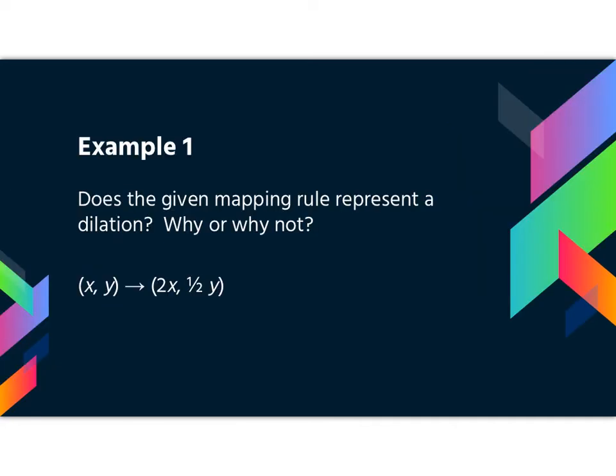For example 1, we're just supposed to look at the mapping rule that's provided and figure out if it represents a dilation and explain why or why not. So looking here, we have xy goes to 2x, 1/2 y. So I noticed that we're multiplying x and y, which is good, right? To do a dilation, we have to multiply. But I noticed that here we're multiplying by 2, and here we're multiplying by 1/2.